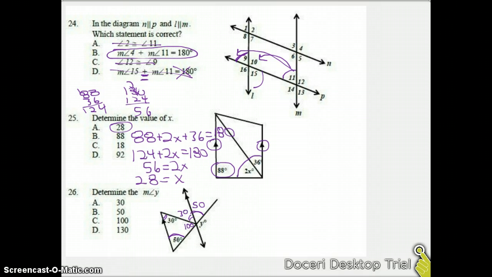Now by using that, I can see that the y is vertical to the 30 and 100, or it's a linear pair to the 50. In either case, I could do 50 from 180 and get 130, or just add the 100 and the 30 and get 130.